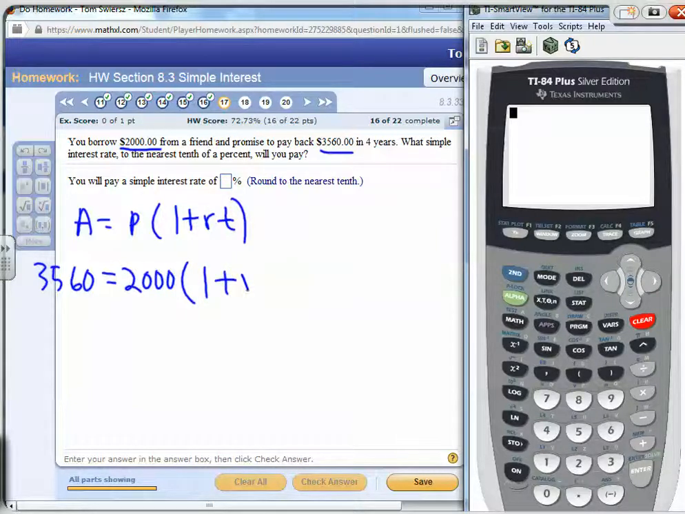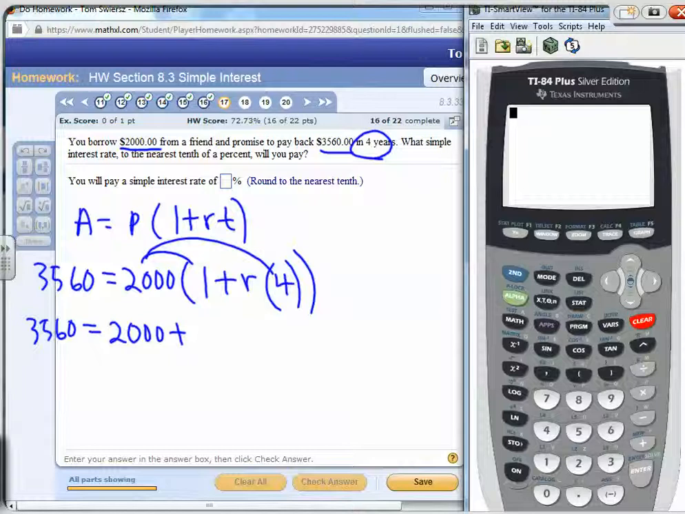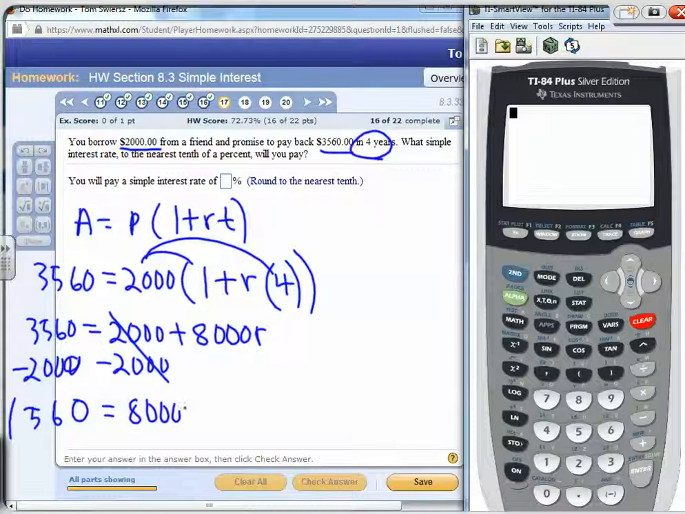You're trying to find the rate. You don't know it. And the amount of time is 4, because you borrowed it for 4 years. So we're going to go ahead and distribute the 2,000 on the right side. 2,000 times 1 is 2,000. 2,000 times 4, simple math, is 8,000. You can do it on your calculator with the R. We're going to subtract 2,000 from both sides. So we get 1,560 equals, the 2,000s cancel, 8,000 R. We're going to divide by 8,000.